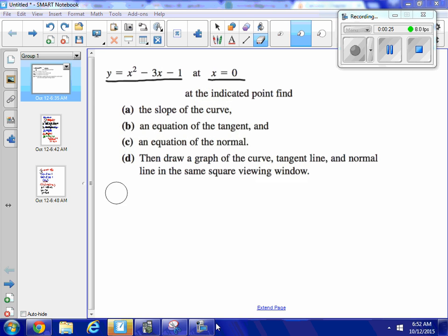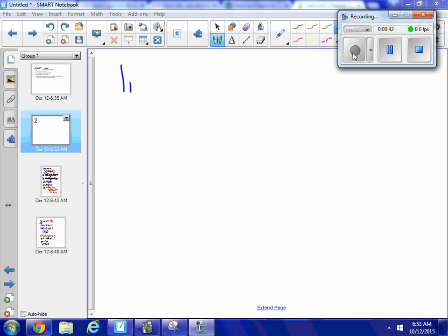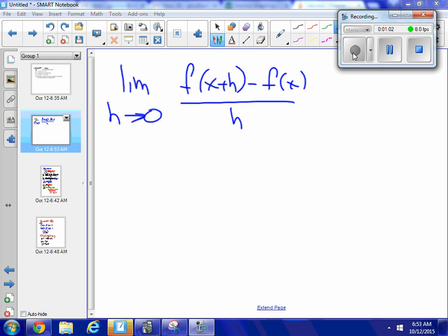So where I like to start these problems is finding the limit that's going to give me the slope at any point on this curve. So what I want to find is the limit as h approaches 0 of f of x plus h minus f of x all over h. That is the limit that will give me the slope of the tangent at any point on this curve. So my equation is f of x equals x squared minus 3x minus 1.